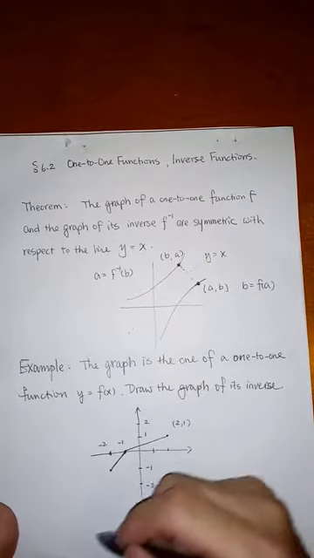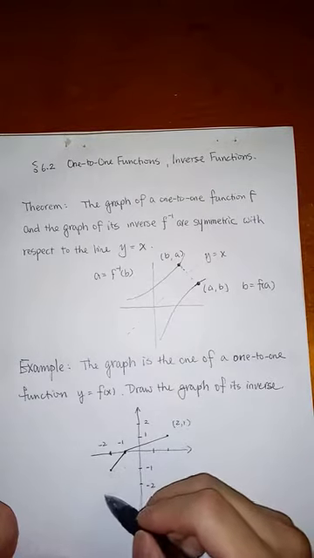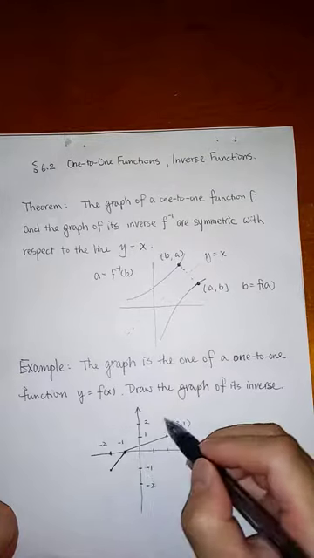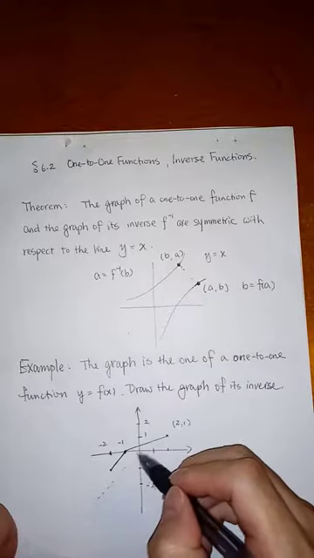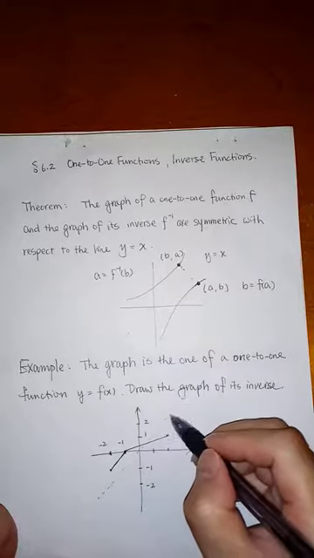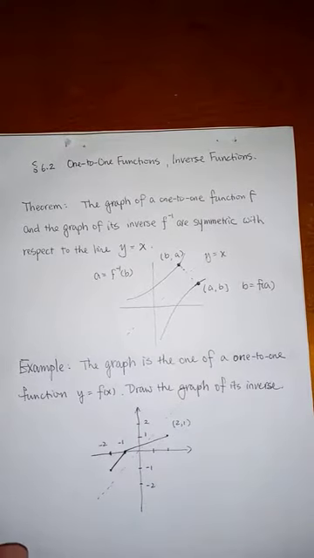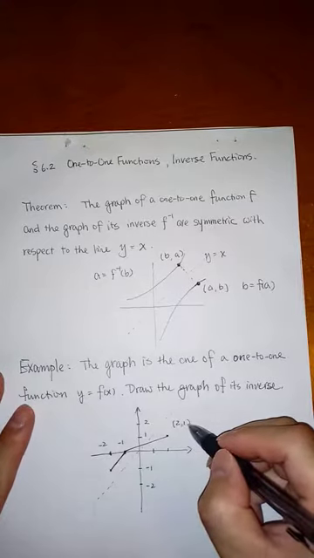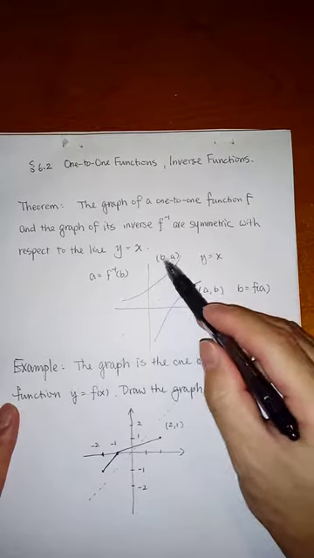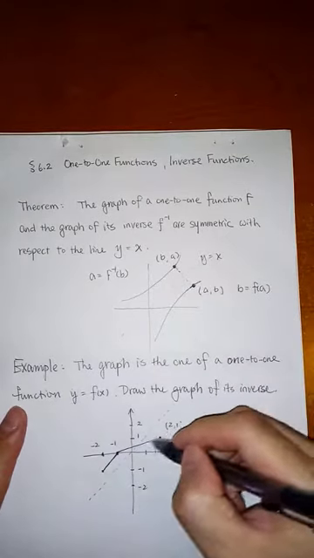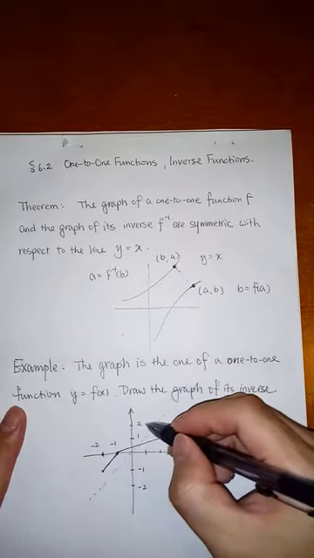First, you need the line y equal to x. You get (1, 1), (2, 2), (negative 1, negative 1), (negative 2, negative 2), and (0, 0) of course, so you get this line. Now when you have (2, 1) here, you have (a, b), then you switch the order and you get (b, a). So (2, 1) is on the graph of the original function, then (1, 2) will be on the graph of the inverse.